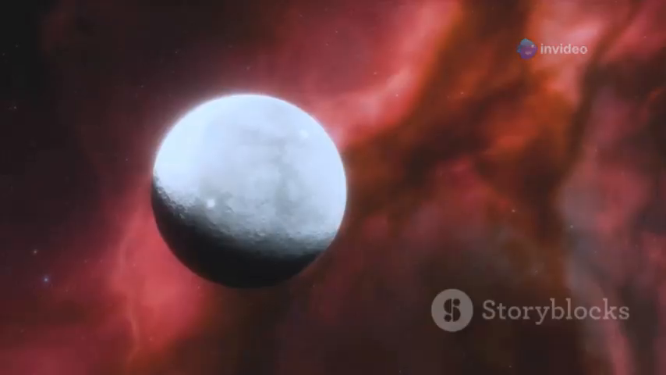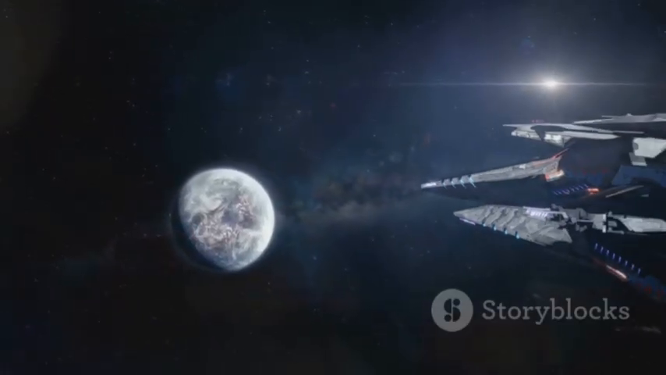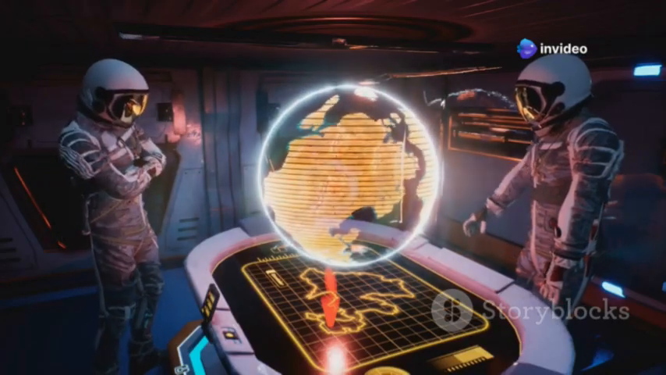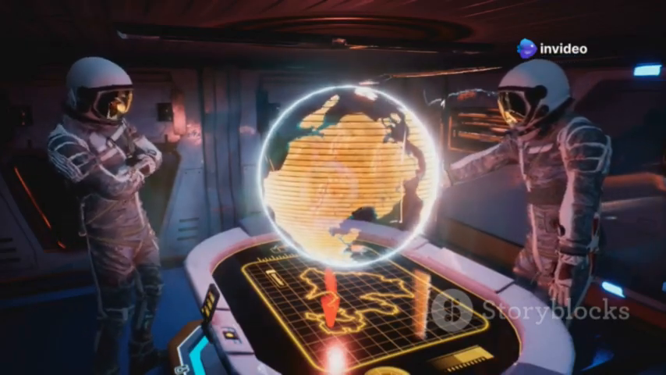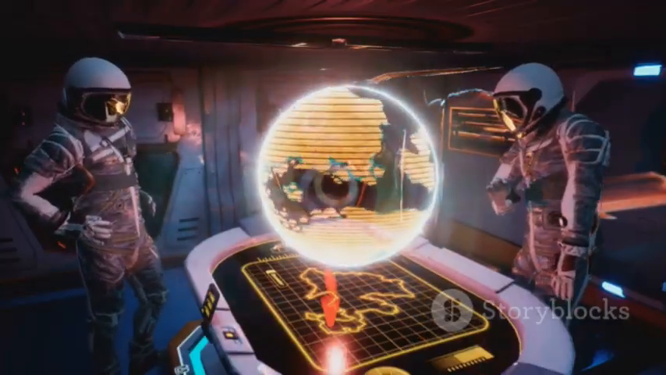First and foremost is the question of contact with extraterrestrial life. Warp drive would make encountering other intelligent civilizations a real possibility. We would need to consider the ethical implications of such contact, how to approach other intelligent beings, how to communicate, and how to avoid potential conflicts.